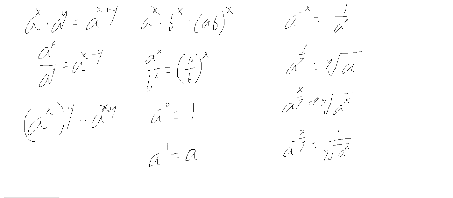Now if they're combined, you do both things. So a to the negative x over y power. That becomes 1 over the yth root of a to the x. So we'll be going into more detail with each of those with the videos in the description.